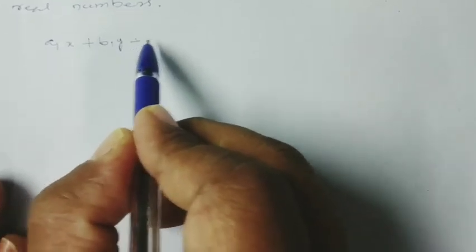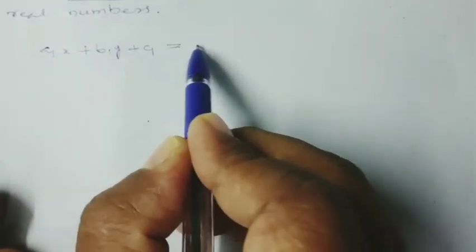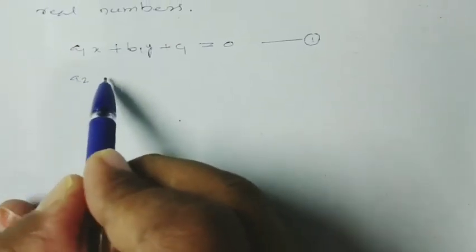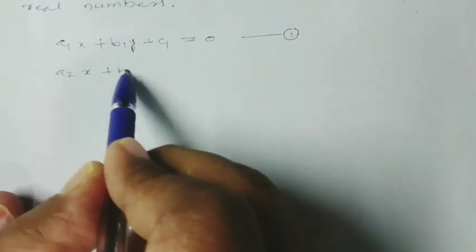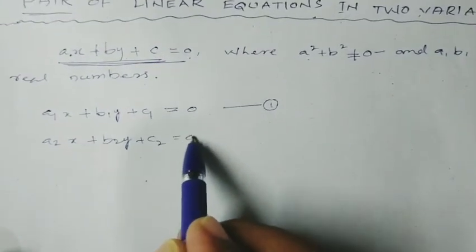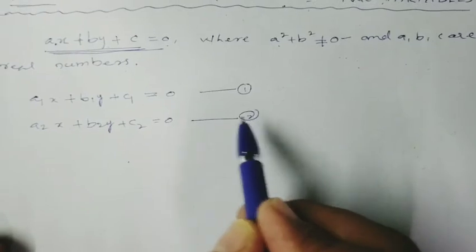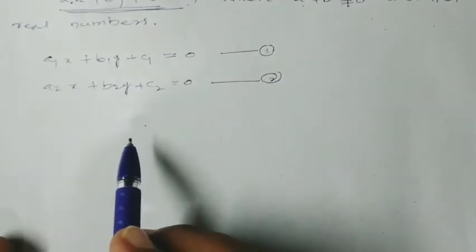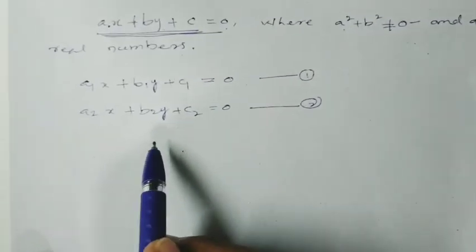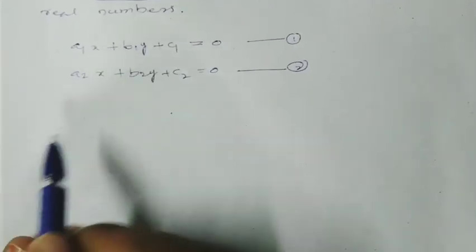a1x plus b1y plus c1 equals 0. This is one equation. a2x plus b2y plus c2 equals 0. This is the second equation. So these are the pair of linear equations in two variables x and y.